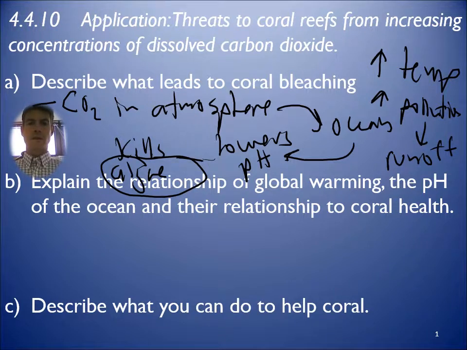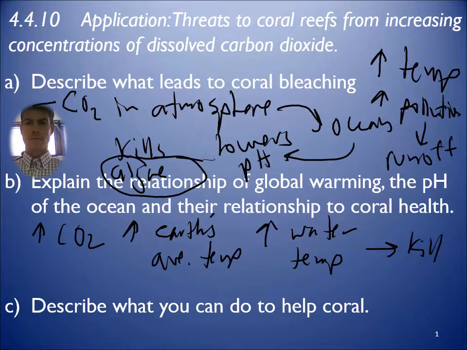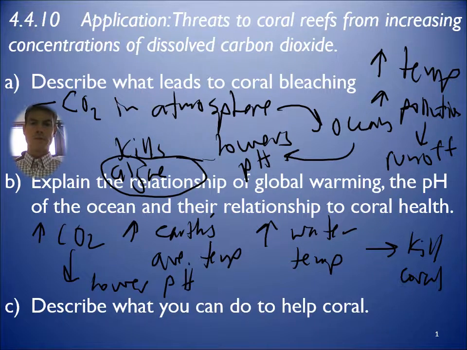So the relationship, which I just kind of explained, is that increasing carbon dioxide is going to increase the Earth's average temperature, and that can warm the water, increase water temp. That can then kill coral, and that CO2 can lead to lower pH, increases acidity.